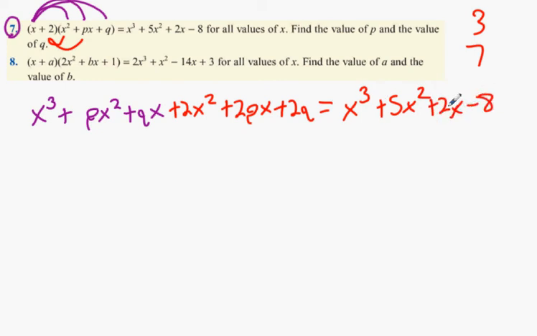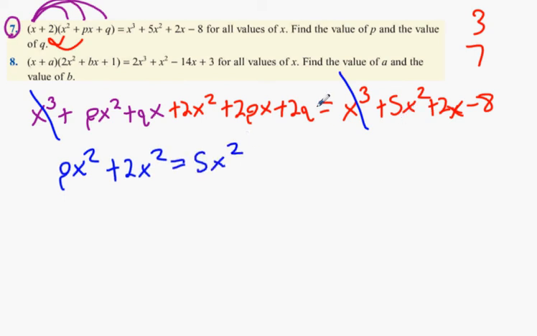Now here's what we're going to do. The x cubes are the same. So they're the same. There's nothing to be learned from that. Now, what ones have x squared beside them? px squared plus 2x squared equals 5x squared. Now, they all have x squared, don't they? Yeah. So, in effect, the x squareds cancel, because they're in everything. It maintains the balance, doesn't it?